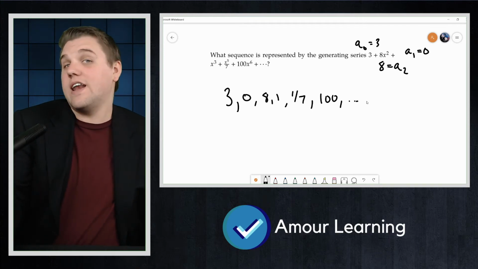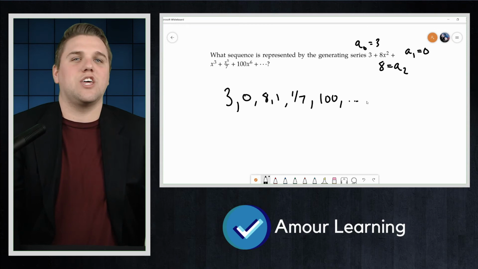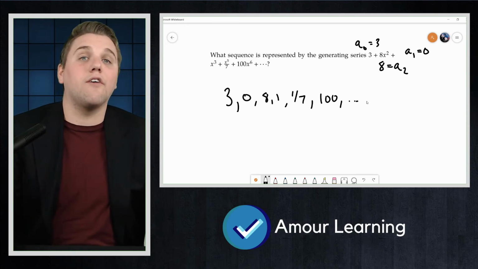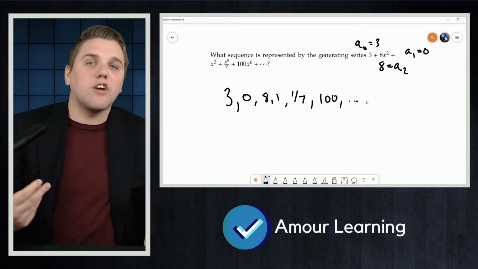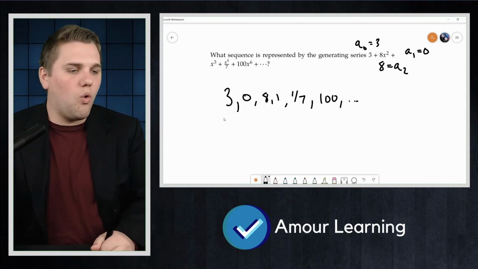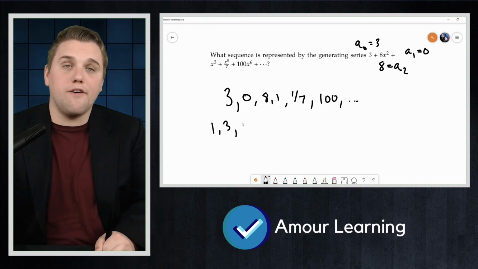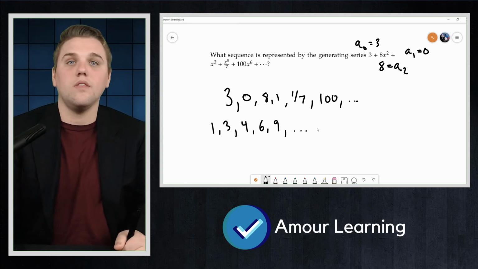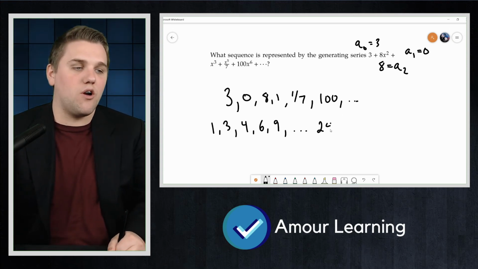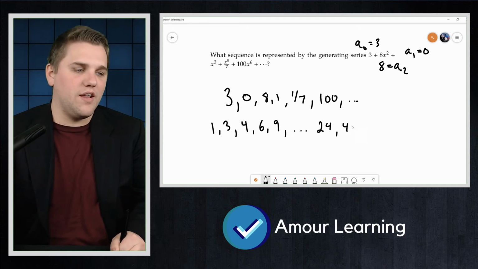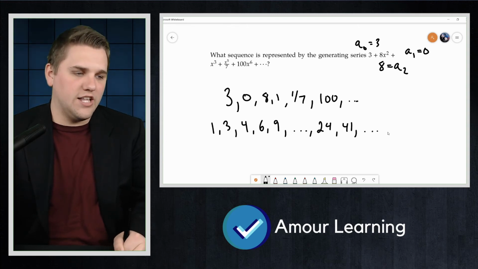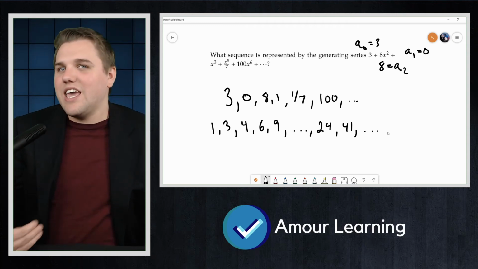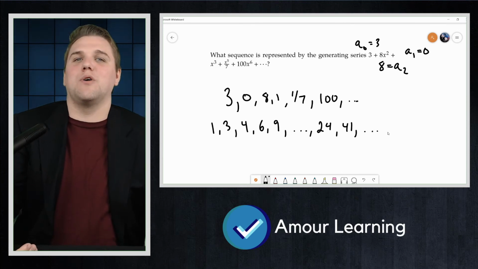Now you might very naturally ask, why would we do such a thing? One reason is that encoding a sequence with a power series helps us keep track of which term is which in the sequence. For example, if we write the sequence 1, 3, 4, 6, 9, and so forth, and then 24, and then 41, and so forth, it's impossible to determine which term 24 is, even if we agree that the first term was supposed to be a0.